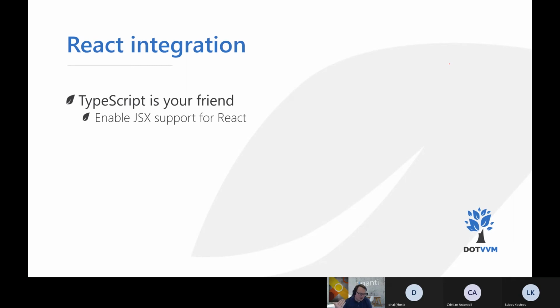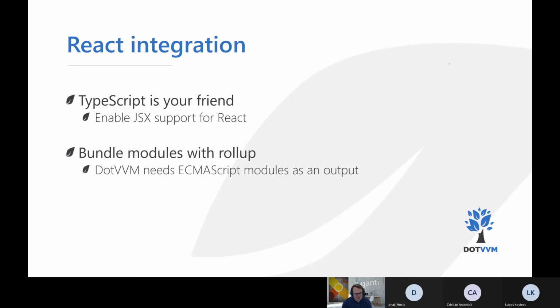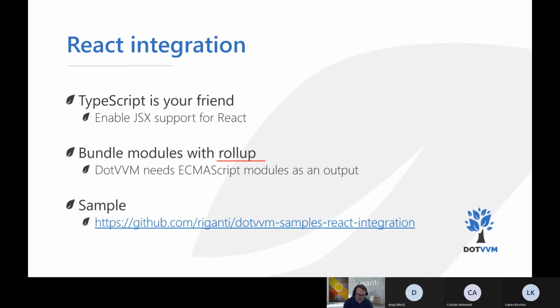And you need to transpile this JSX code or TSX code to something that the browser can consume. We have very good experience with the rollup module bundler, so you can take the demo from our samples where we are using rollup to bundle everything together. And basically, here is the link for the sample. I will publish the presentation very shortly after this meetup, so don't worry, you will get all the links.